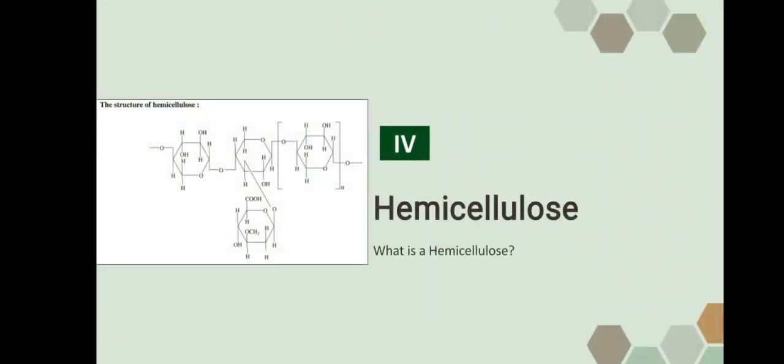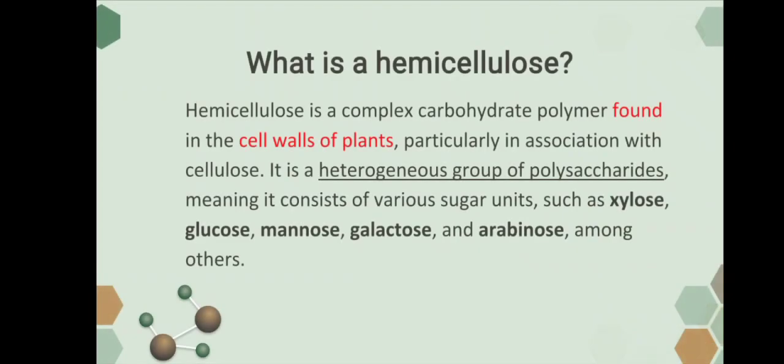Hemicellulose. Hemicellulose is a complex carbohydrate polymer found in the cell wall of plants, particularly in association with cellulose. It is a heterogeneous group of polysaccharides, meaning it consists of various sugar units such as xylose, glucose, mannose, and arabinose, among others.